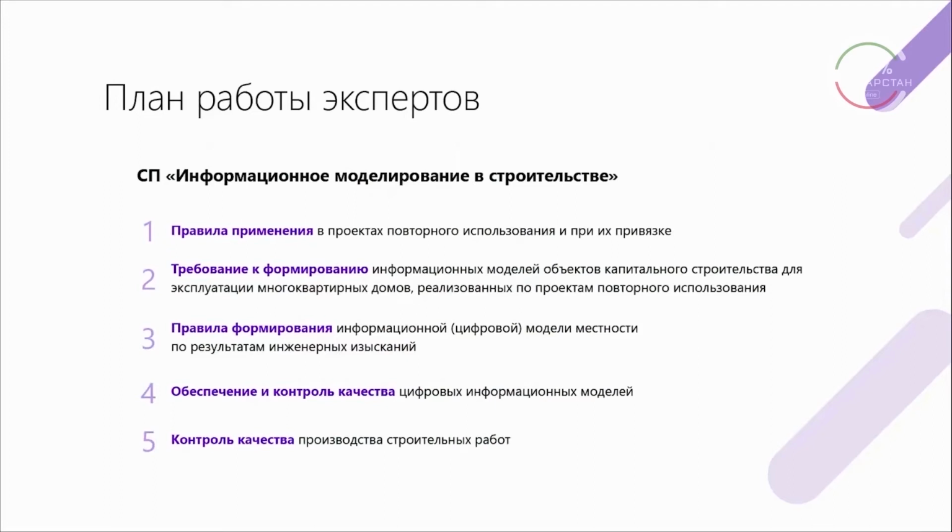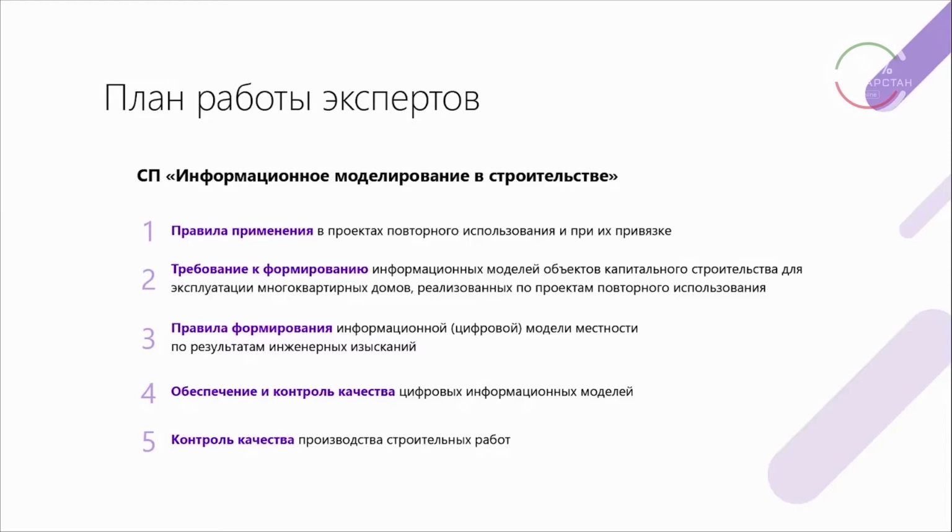The expert community is planning the following. Information modeling in construction: the rules of using it in projects of secondary usage. Using digital modeling: the requirements for information models of capital construction sites for operation of blocks of flats, implemented in accordance with projects of secondary usage. Information modeling in construction: the rules for developing the digital information model of the landscape on the basis of engineering survey. Information modeling in construction: the provision and control of the quality of digital models.